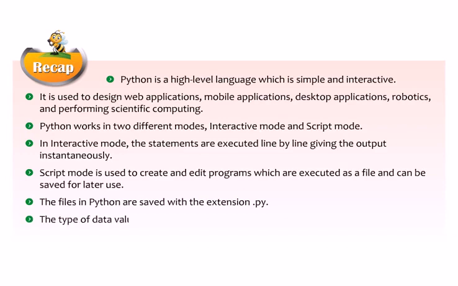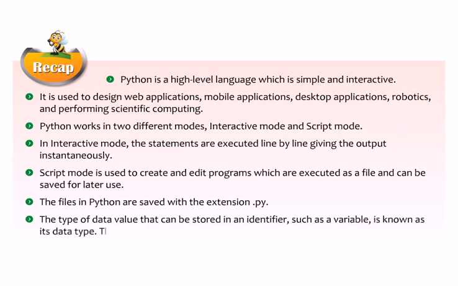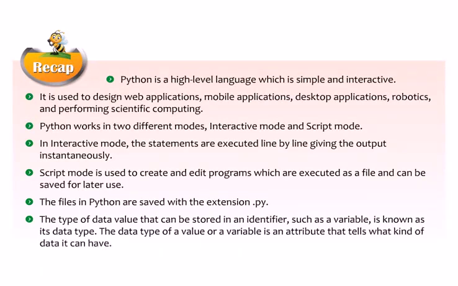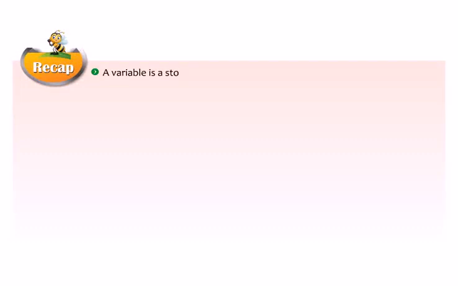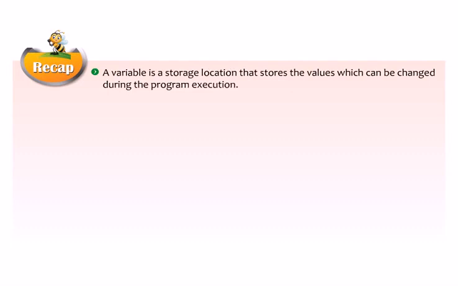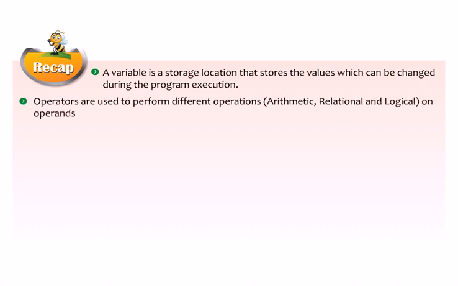The type of data value that can be stored in an identifier such as a variable is known as its data type. The data type of a value or a variable is an attribute that tells what kind of data it can have. A variable is a storage location that stores the values which can be changed during the program execution. Operators are used to perform different operations, arithmetic, relational, and logical, on operands, and give meaningful results.